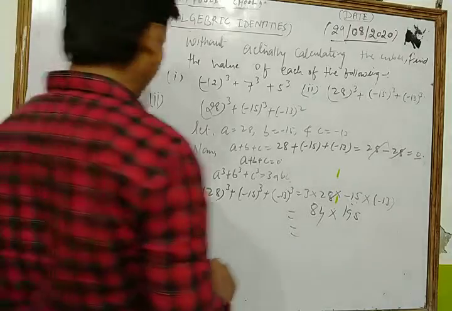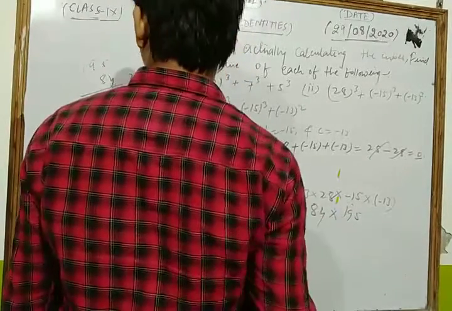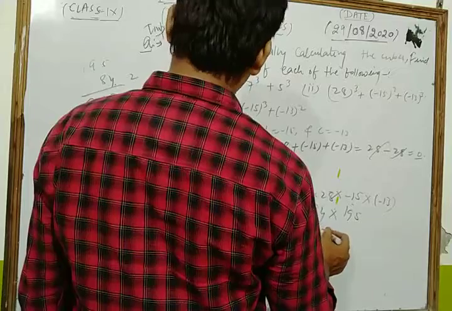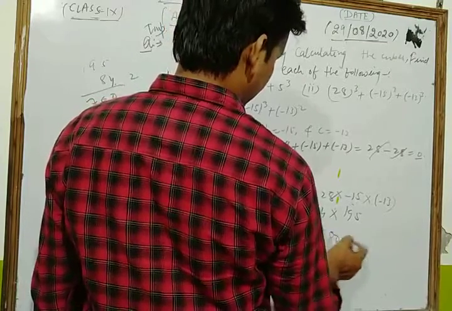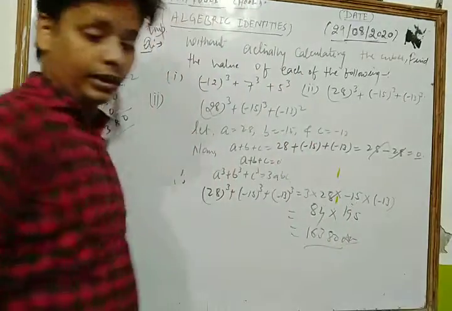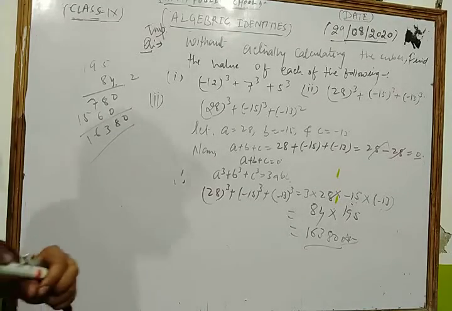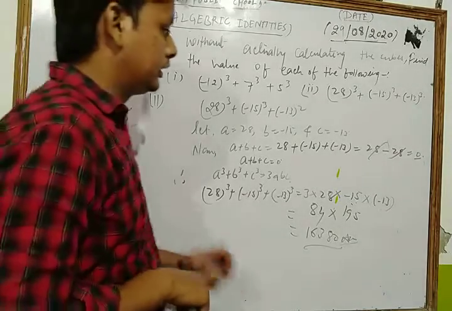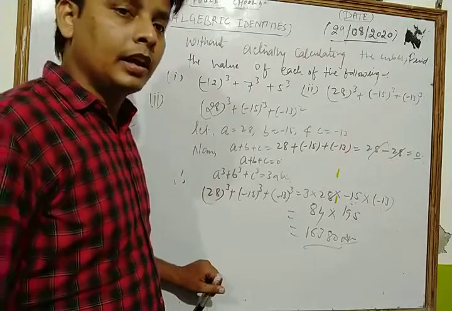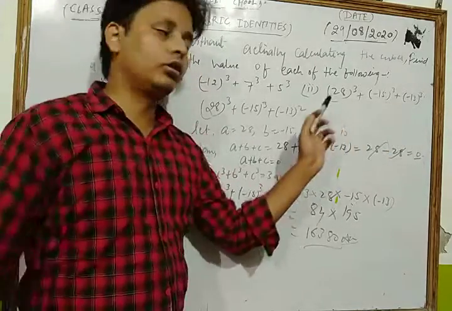16,380. Right answer. If we multiply 84 into 195, we get 16,380. This is our final answer. Now look, dear students, in this way we can solve that type of question.